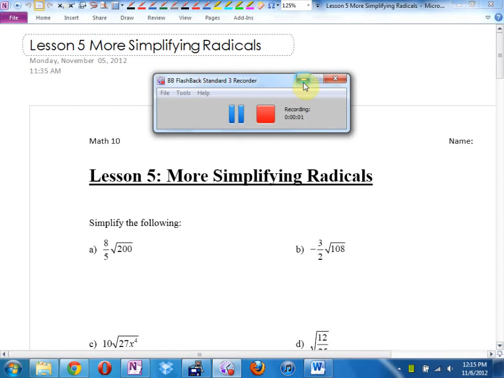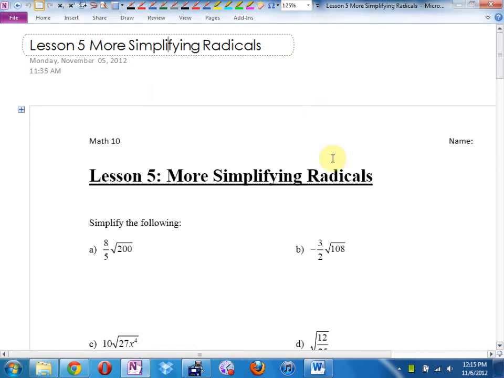Lesson 5, more simplifying radicals. This is going to seem like a really tough lesson because all I'm going to be looking at today are the weird, bizarre ones I haven't covered yet. Don't let it freak you out. I'm not going to be throwing 40 of these at you on the test, but I'm going to throw a couple.